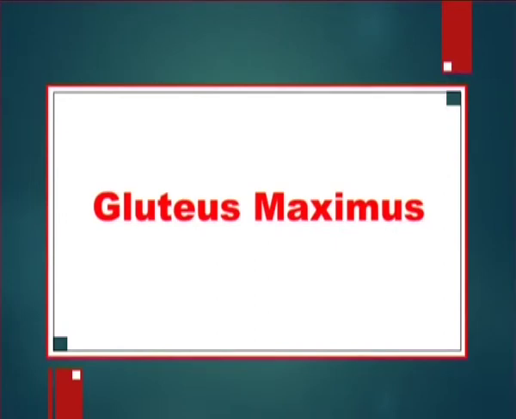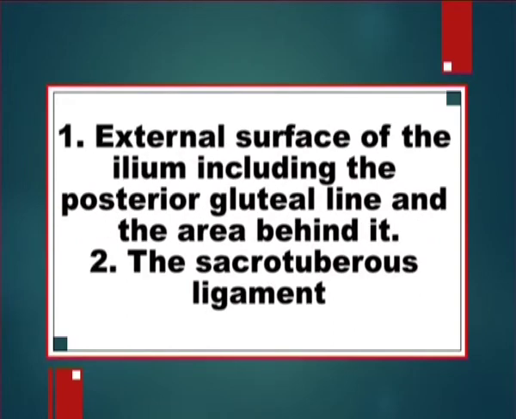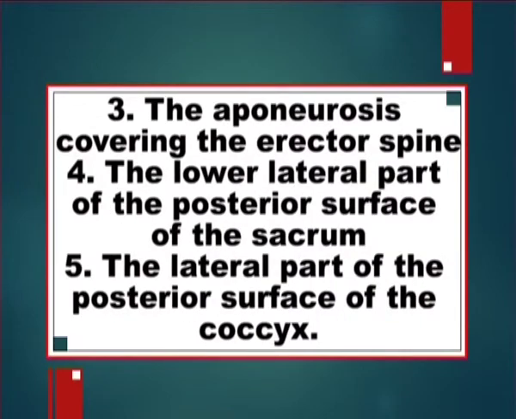Gluteus maximus. Origin. The gluteus maximus arises from one large area that extends onto the following: the external surface of the ilium including the posterior gluteal line and the area behind it, the sacrotuberous ligament, the aponeurosis covering the erector spinae, the lower lateral part of the posterior surface of the sacrum, and the lateral part of the posterior surface of the coccyx.